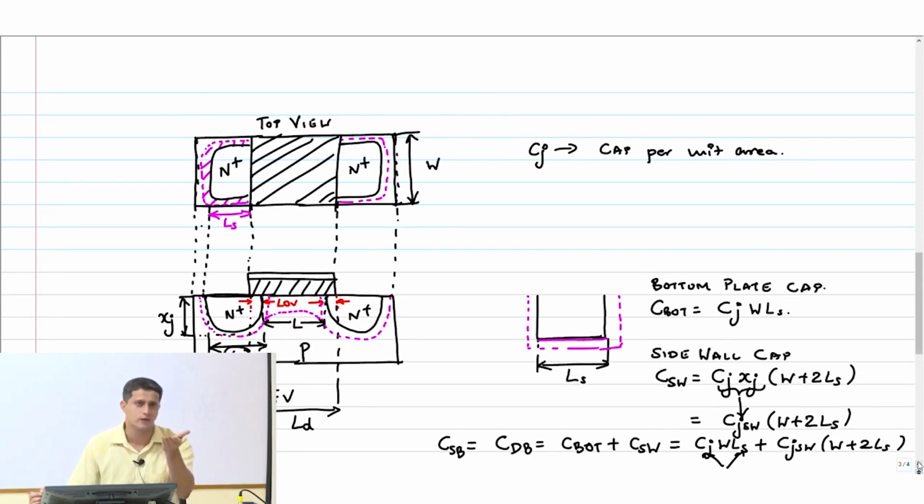Because LS is also fixed for a technology, doesn't change with W or nothing. So why can't I just give you that as one number? The point is, you need LS in order to calculate the other capacitance, perimeter capacitance, sidewall capacitance, and therefore I have to give you that number. So it doesn't make sense to combine those two as one constant. That's all.